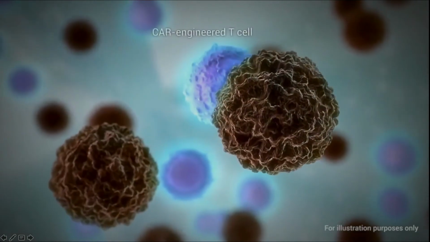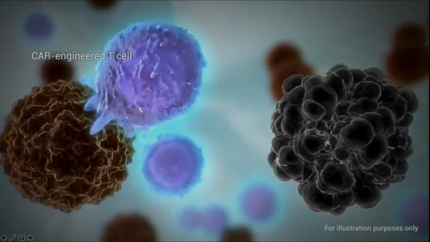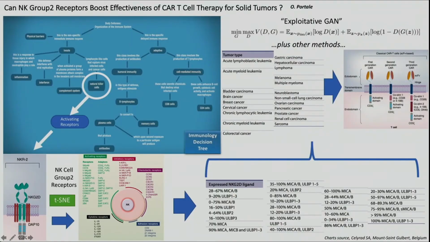So using a variety of techniques, can one start to discover approaches where you could start to combine some of what's available to us from NK in terms of receptors, and start to think about applying those, expressed as ligands, for CAR T use? And without getting into a lot of the detail, there's a lot here on this slide, but this is really what I call an exploitative GAN.